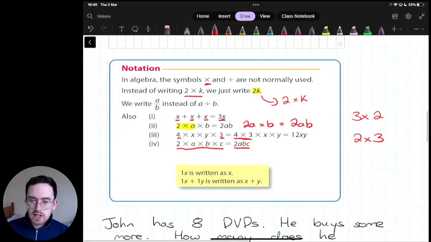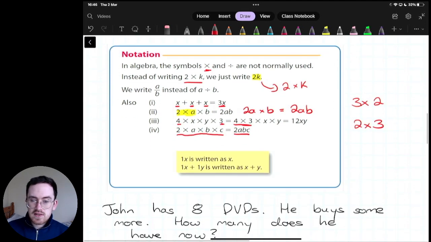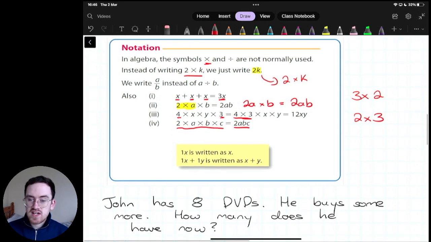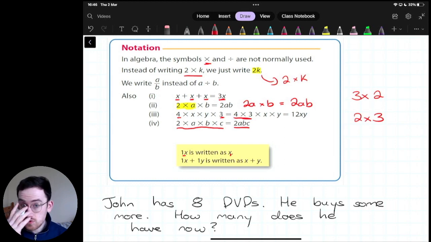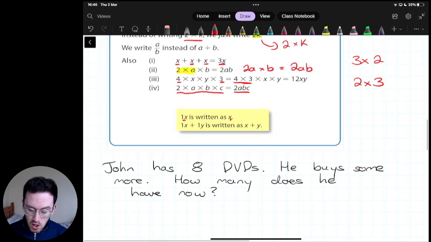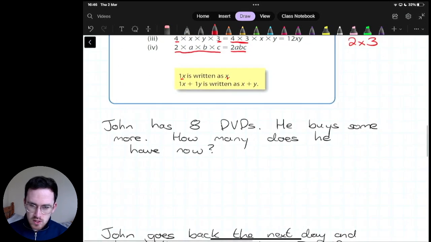Two last little points that are important are these parts here. So 1x is just written as x. Okay, so instead of writing the 1 in front of it, we usually just leave it out, just write it as x. And if we have 1x plus 1y, then we would just write that as x plus y. Okay, again, keeping things as clean as we possibly can. So let's look at how this works in practice.